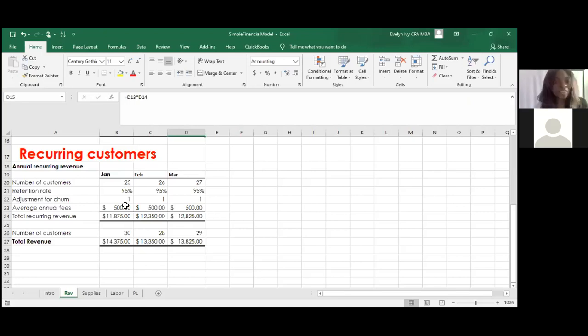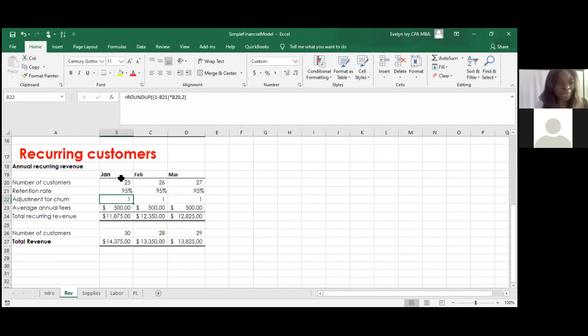So if you have a retention rate, to figure out what your recurring revenue is, you take the number of existing customers, multiply by your retention rate, and then multiply by your average fees. In this case, we have 25 customers, and the retention rate is 95%. So we might lose 1 customer a month. It might not be, but it's easy. It's better to predict it, because sometimes things just don't work out.